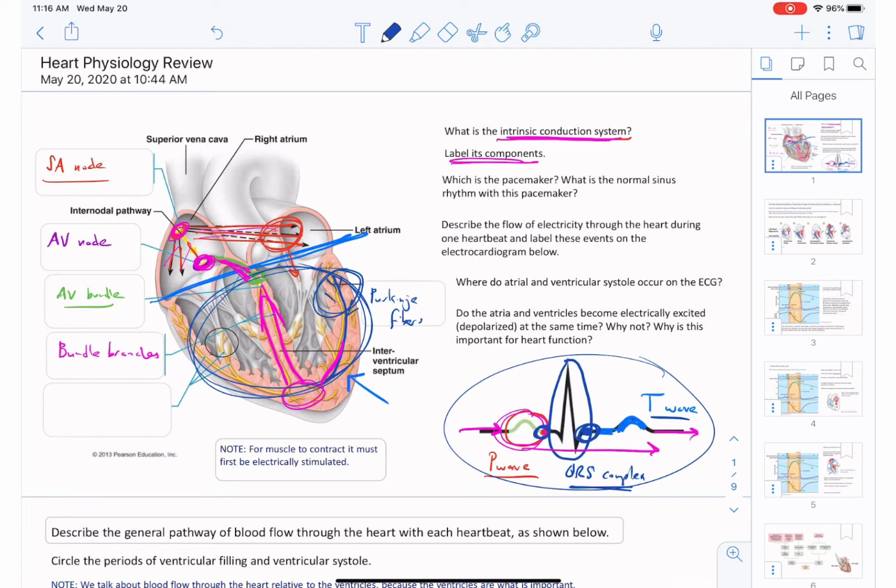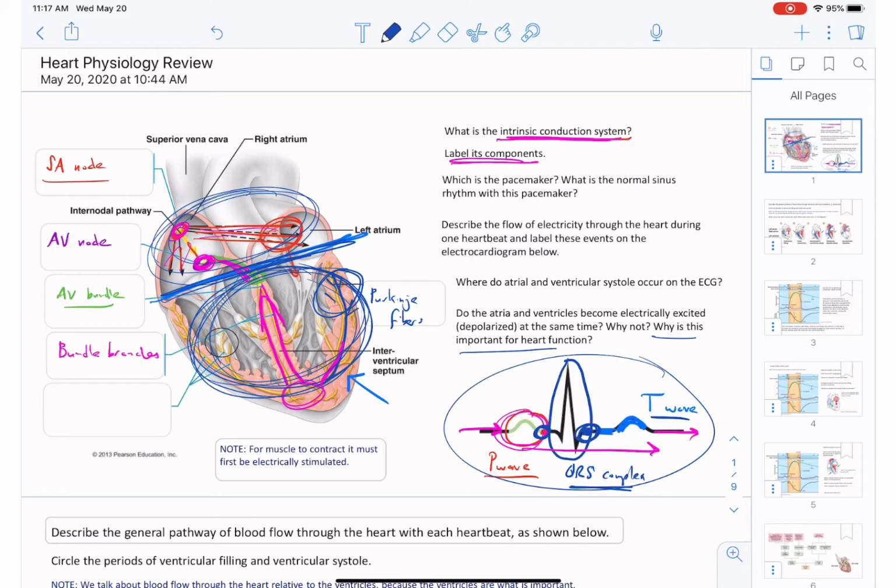And do the atria and ventricles become electrically excited at the same time? The answer is no, because of this cardiac skeleton that insulates the atria from the ventricles. And why is this important for heart function? Well, this is important because we want the atria to become excited and contract before the ventricles. So during one heartbeat, the atria are going to contract, and that's going to be followed by ventricular contraction.